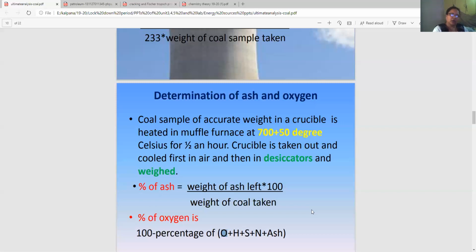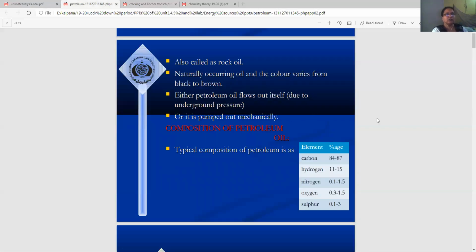Now we are going to another topic, that is liquid fuels called petroleum. Petroleum is also called rock oil. It is naturally occurring oil. It is also a type of fossil fuel, right? Because it is also formed from the remnants of plants and animals. Its color varies from black to brown. Either petroleum oil flows out by itself or it is pumped out mechanically.